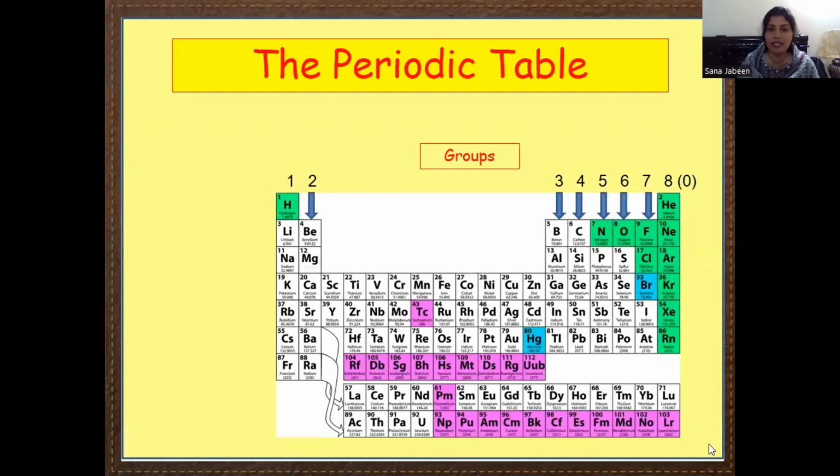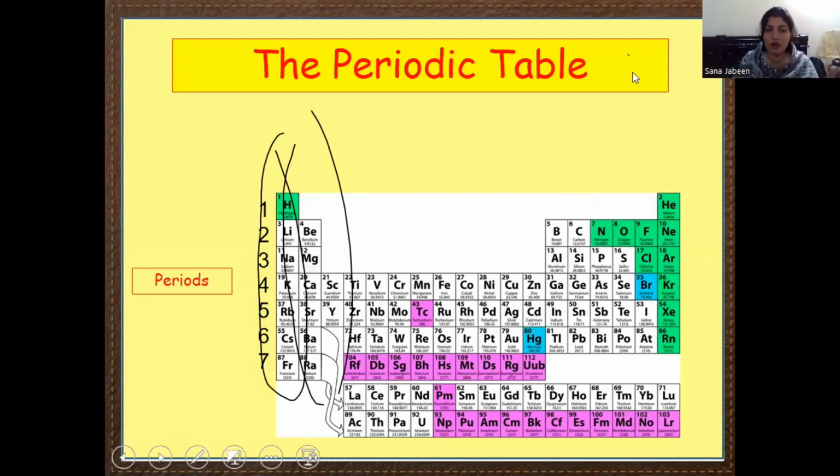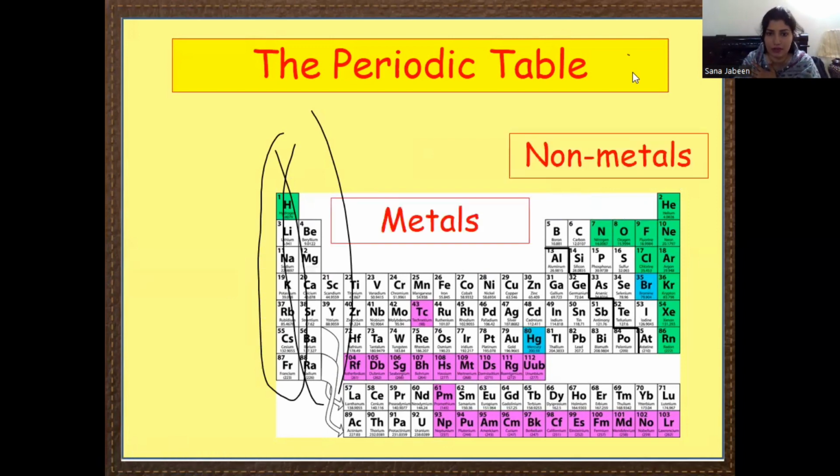So the first thing in the periodic table are the groups. You can see here they arrange the elements in the group from top to bottom. There are a total of 8 groups: Group 1, 2, 3, 4, 5, 6, 7 and 8. And when we talk about the periods, we move from the left to the right side, and there are 7 rows, or you can say there are 7 periods.